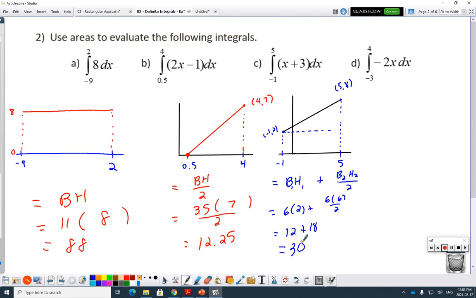Questions on where I got the numbers from? Any questions on where I got the base of the rectangle? Height of the rectangle? Base of the triangle? Height of the triangle? That took a little bit of thought. 8 minus 2, to get that little height there.